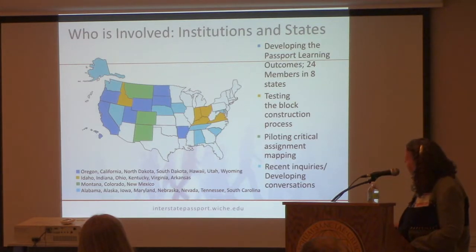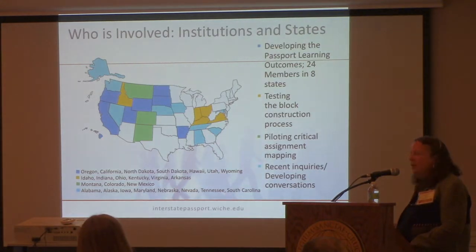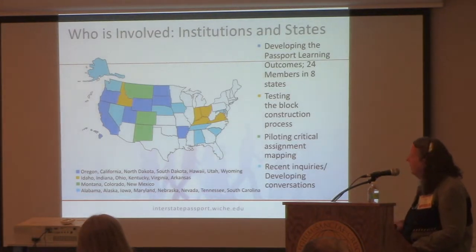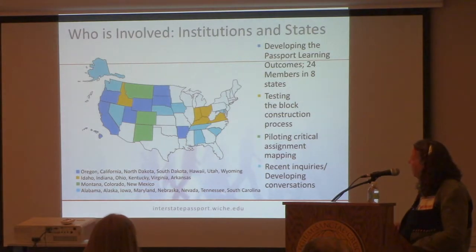And then there are other states where we're beginning to work with them, or we've had recent inquiries. Alaska, we're working with a couple of institutions. Washington, we're very close to working with two institutions there. The state of Nevada is approaching it more as a statewide kind of activity. Montana is evaluating it as a possible statewide activity. Inquiries from Iowa, Nebraska, Tennessee, Alabama, South Carolina, and Maryland.